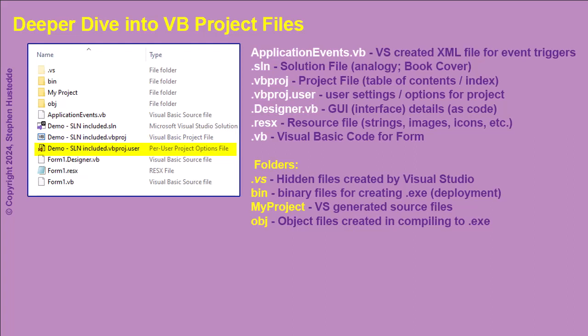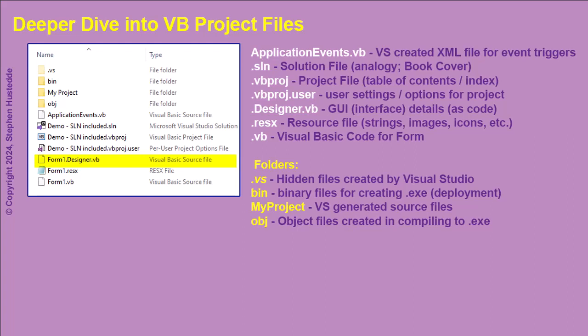And then there's a .user one that contains our user settings and options for the project. When we're creating the user interface, we are dragging objects from the toolbox onto our form and changing properties and changing names. And the location and names and properties of all those objects is being recorded in a code file that is the .designer.vb file.